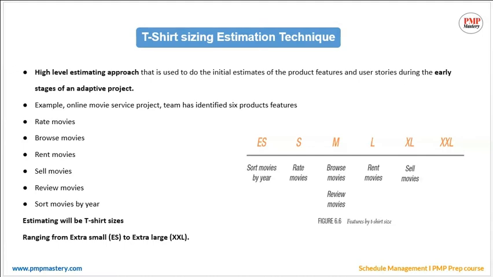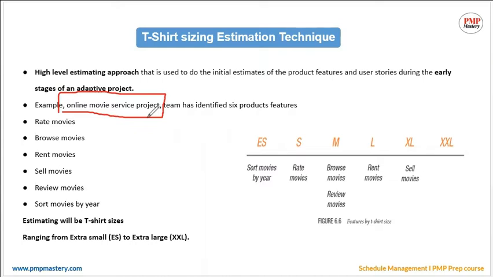Let's see one example here. There is one project in an adaptive environment that you have been assigned to do. The project name you can see here: online movie service project. So your project is to develop an online movie service.